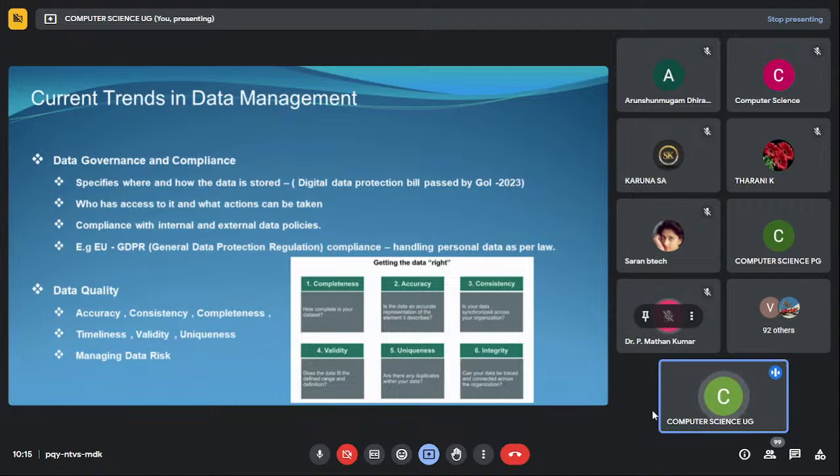In the last parliament session, one of the major bills passed in the parliament was the data protection bill. This was passed very recently. What it tells is how your data can be privately secured, and who can access the data and who cannot access it.